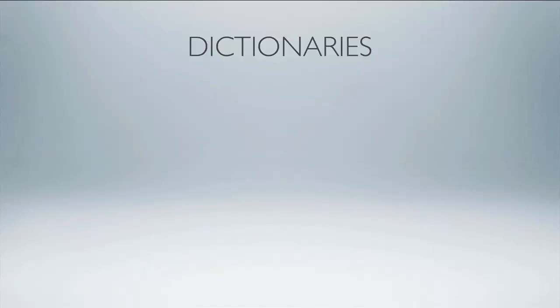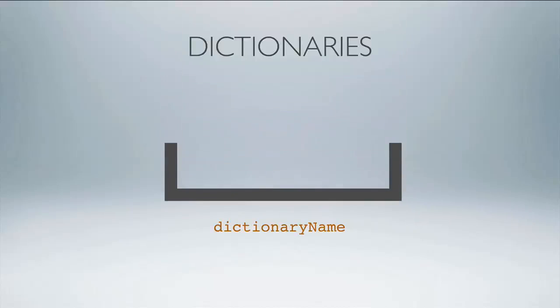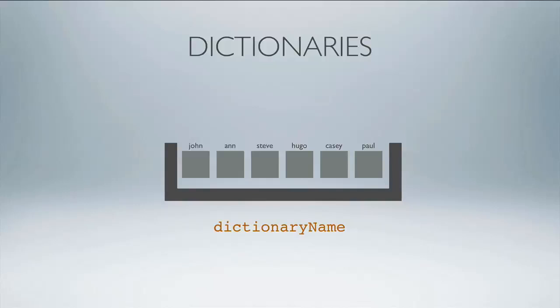Dictionaries are quite similar to arrays. They are collections of elements, with the difference that each element is made of a key value pair. For example, it could be a string and an integer. You can think of it as a set of drawers, where each drawer, instead of being accessed by its position, is accessed by its name or key.